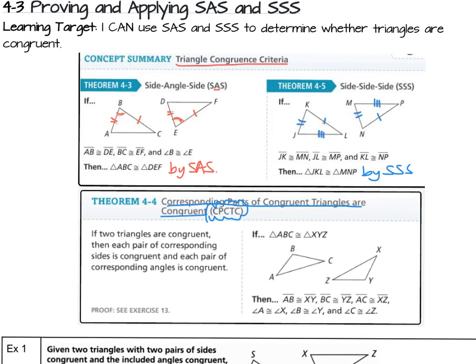CPCTC. It says if triangle ABC is congruent to triangle XYZ, notice nothing is marked, then AB is congruent to XY. That would allow us to put a dash on those two segments. BC is congruent to YZ, that would get a double dash. AC is congruent to XZ, and that one would get a triple dash. So we know those corresponding sides would be equal, and so would the corresponding angles. A would be congruent to X, and so on. So anything that isn't currently marked, once you've proven triangles congruent, would be true because of CPCTC.